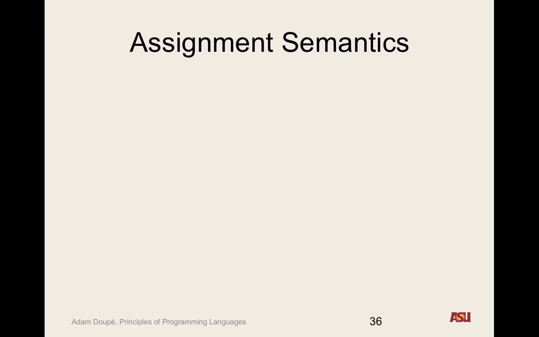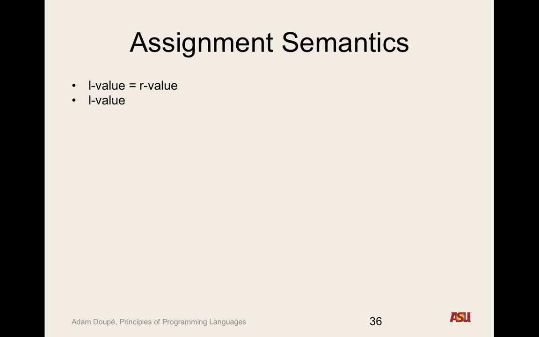And so this gets into two terms we're going to define here that will help us separate values versus locations that have values in them. These come with the two terms, L values and R values. Just to be perfectly clear, this is not a capital I, it's L value, like left, and it's very easy to remember because it's on the left-hand side of the equation, of the assignment operation. And R values are on the right.